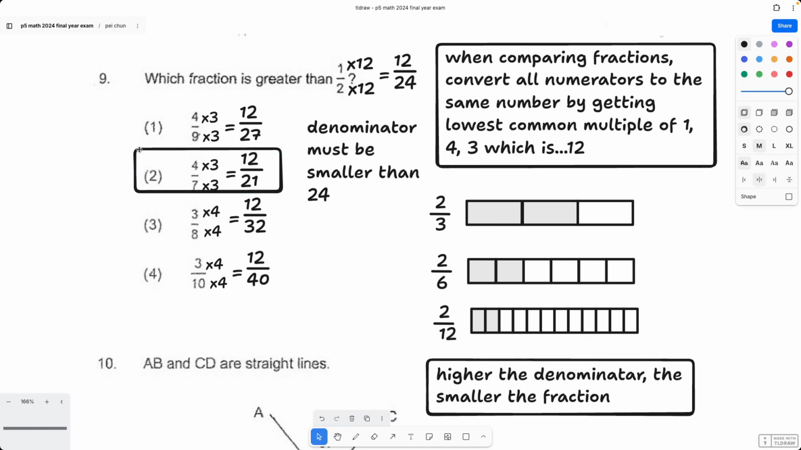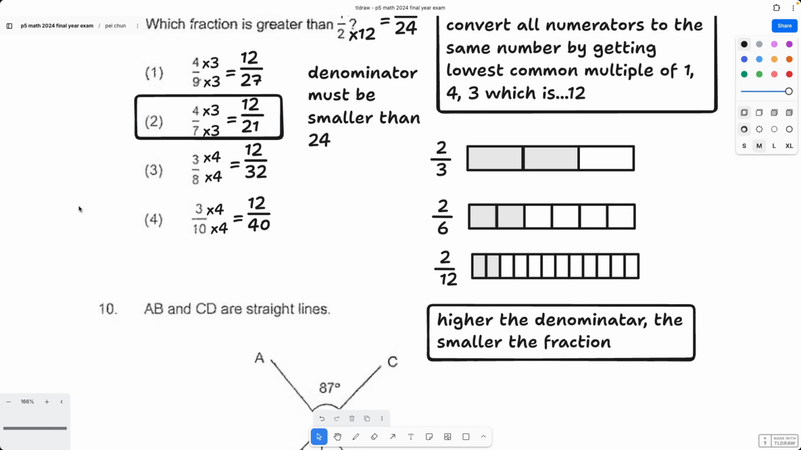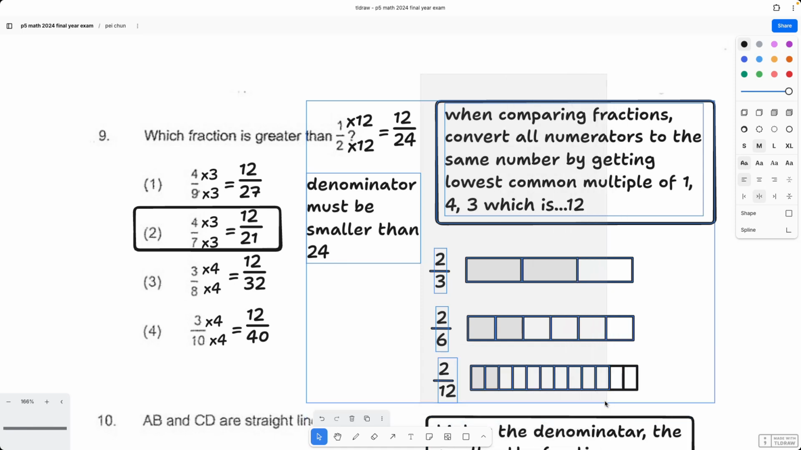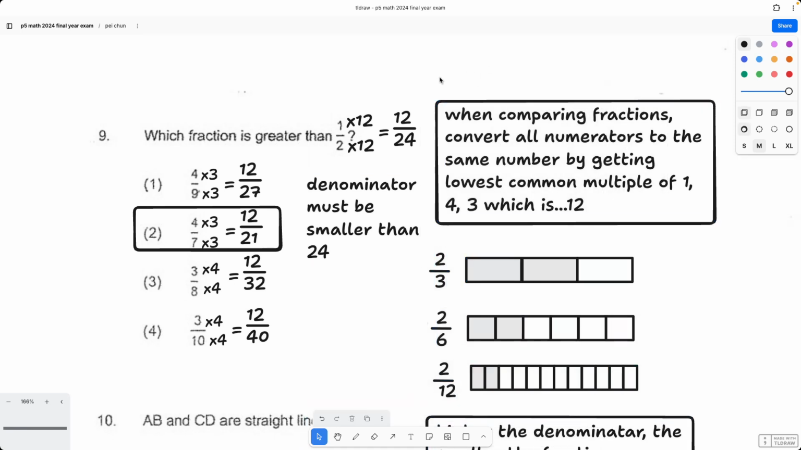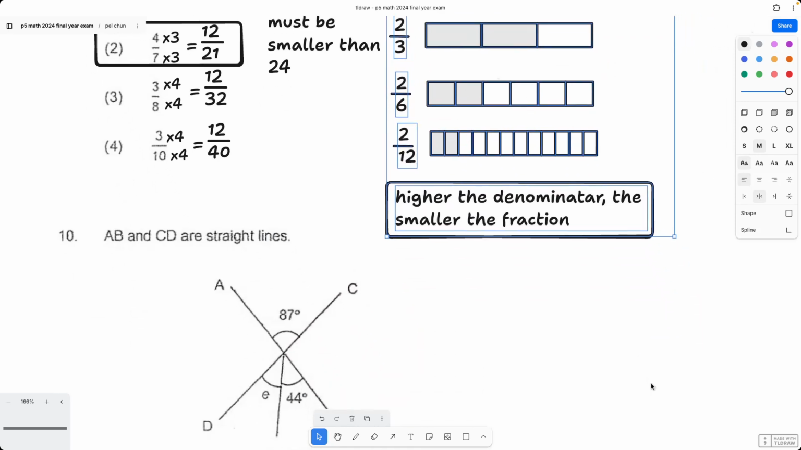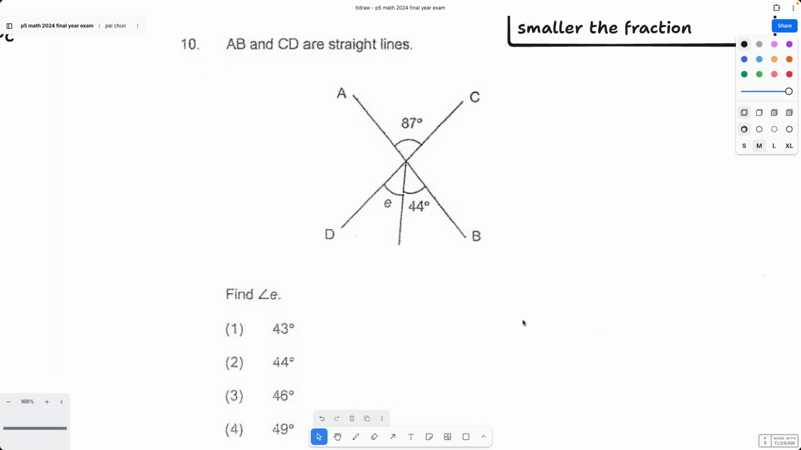Okay, so hopefully this explanation makes sense. Let's move on to question number 10. Right, so I know this is taking a lot of space, so I've got to move this to the top like this. Okay, let's go to question number 10.